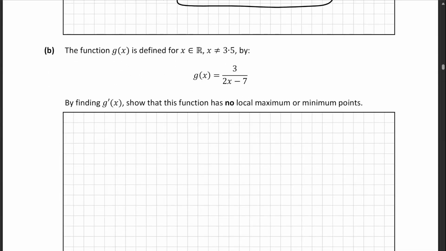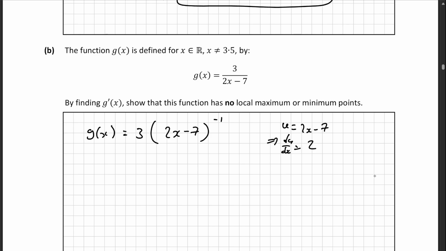Now b, function g is defined where x is not 3.5. By finding g dash of x, show that this function has no local maximum or minimum. So I'm going to rewrite g of x as 3 times 2x minus 7 to the minus 1. So again, this is another chain rule question. So u equals 2x minus 7. So du by dx equals 2. y equals u to the minus 1. So dy by du is minus u to the minus 2.